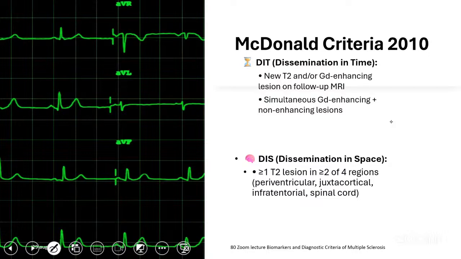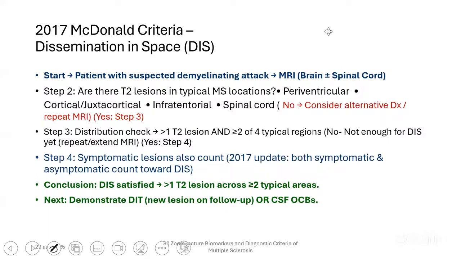Okay. So the criteria which in 2017, you start the patient with suspected demyelinating attack and you do the MRI, look at the brain and spinal cord. Step 2, are there T2 lesions in typical MS locations? What are these locations? Periventricular, cortical juxtacortical, infratentorial, spinal cord. If there are no lesions in these typical locations, consider alternate diagnosis and repeat MRI. Then if the lesions are present there, you then go to step 3.